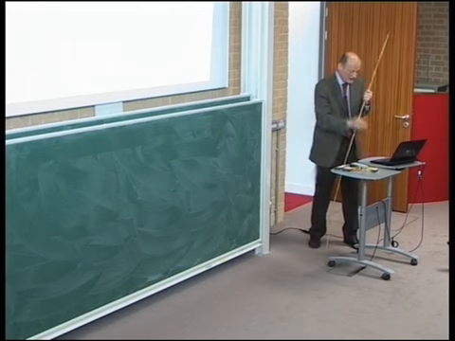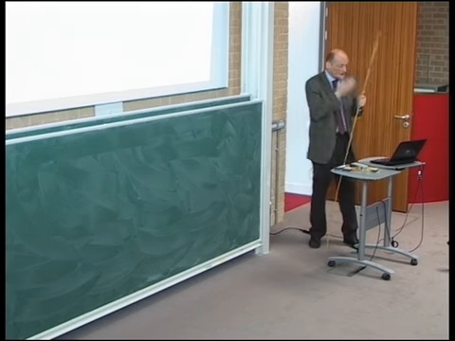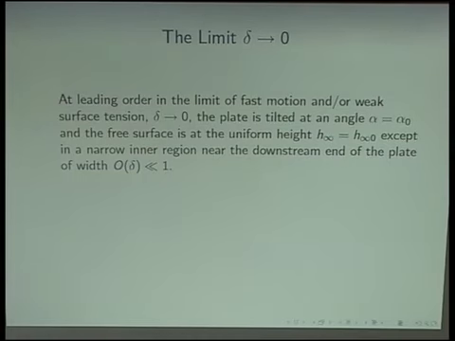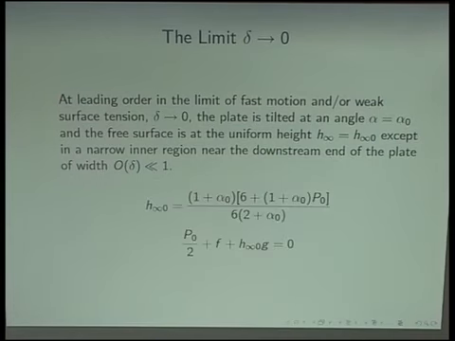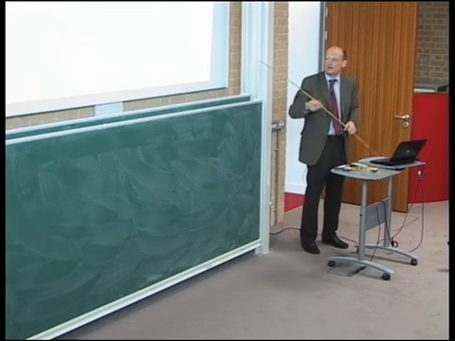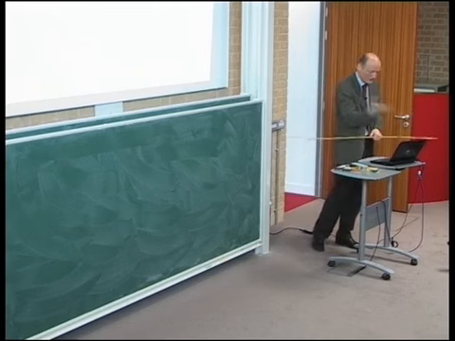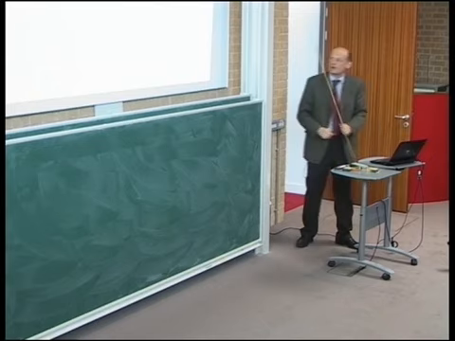Before we do that, let's just think a little bit about some limits. So the obvious limits to play with are large and small delta. So small delta, that's weak surface tension, or alternatively very fast motion, the equivalent. Okay, so in that case, it turns out that what happens is the plate takes up some angle that we're going to be able to write down, and there's some region at the end of the plate where things adjust, but we don't need to worry about that. And so actually you can write down a simple expression for the height of the free surface and an equation that will give you the plate angle. You're not going to be able to see anything from those, so here's a picture of it.